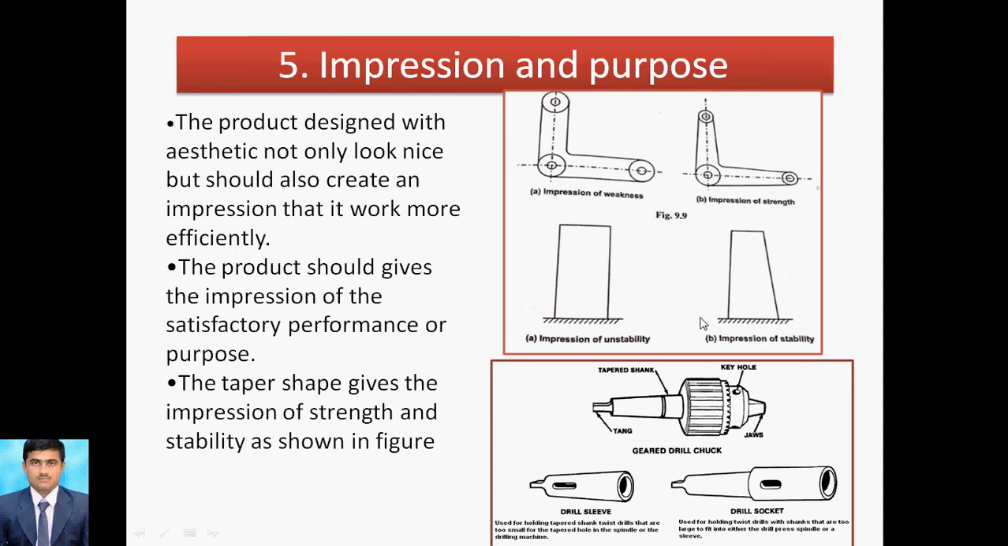Here a taper shape is provided, so that it can provide stability, and it gives an impression of performance also. Now we check out the taper shape. This is also impression, but it can provide strength, because when you put in the drill bit or drill socket, you can easily insert it, and the whole load can be borne. So this is the advantage for which we can use it here.